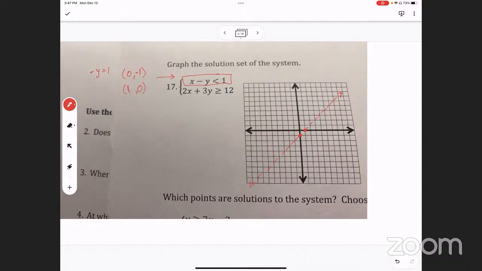And then now I have to just shade it in a certain direction. Well, I'm going to test the point (0, 0). Here's (0, 0), which is above the line, right? Is 0 minus 0 a solution to this inequality? 0 minus 0 is less than 1. Is that true? Yep, it is true, which means I shade it up. So I'm just going to shade my red graph up.